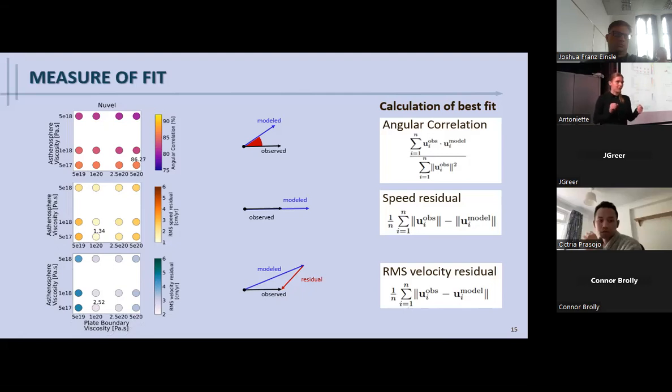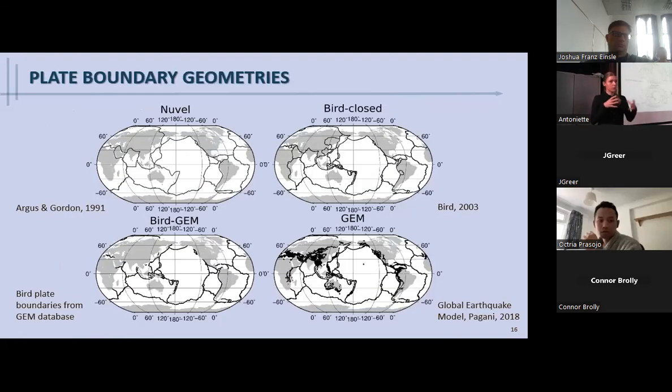But I said we want to understand how the plate boundary geometry affects the plate motions. So far, all of the models I've shown have been using the same plate boundary geometry that everyone else has been using as well. So what I want to look at next is what other plate boundary geometries we might use. The first one I show here is the plate boundary geometry from Nuvel, the model from more than 30 years ago that all of the other models have been using.